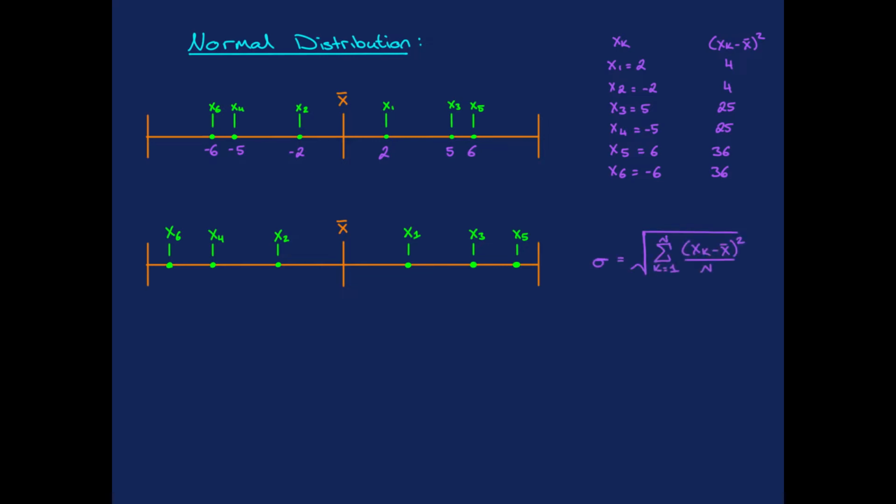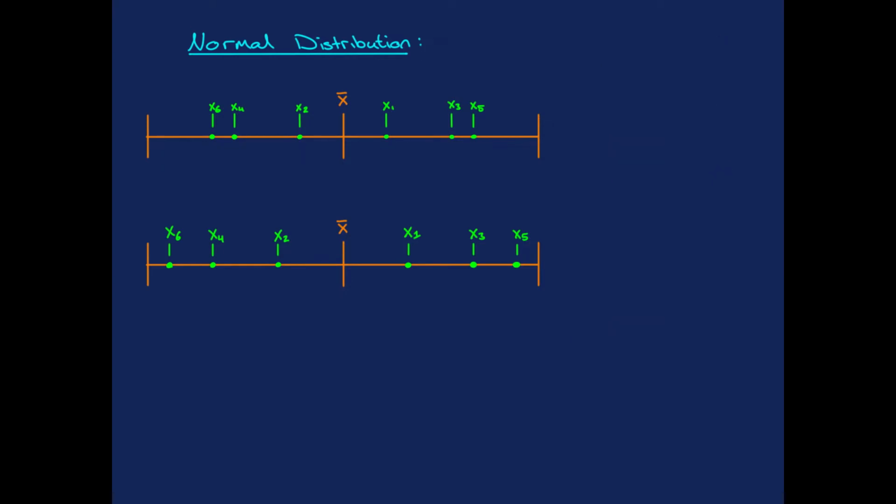Bringing up the formula for the standard deviation, and here we see the mean, denoted by x bar, is 0, as we've already discussed, and the value n, the number of points, is 6. So we take the sum of the squared values, which is 130, and divide that by the number of points, n, which in this case is 6, and then take the square root. This gives us a standard deviation of 4.65, which is consistent with what we see.